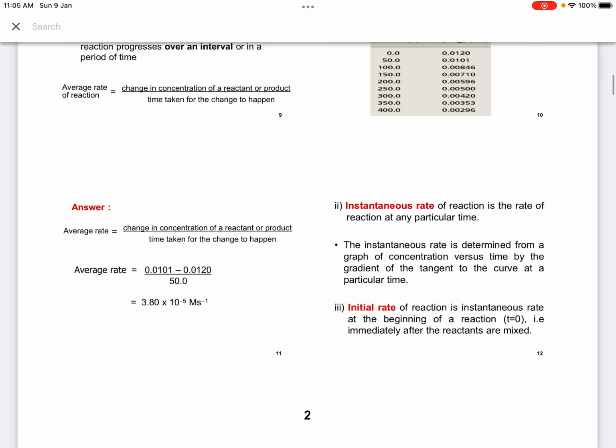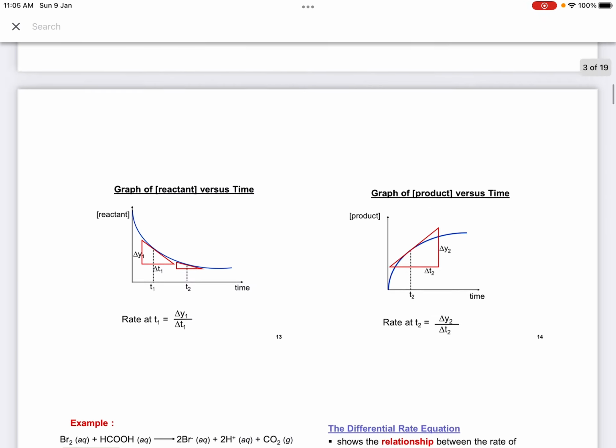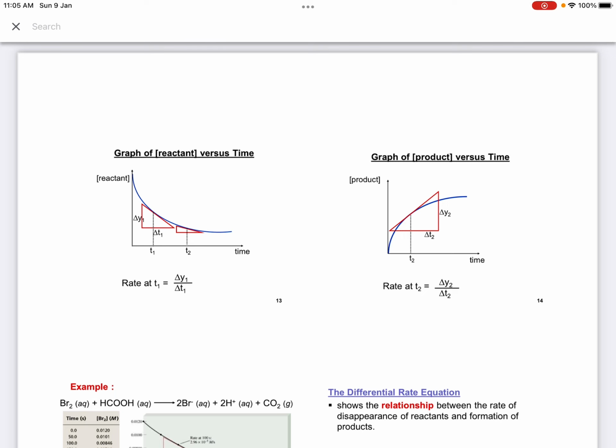Instantaneous rate is the rate of reaction at any particular time. Instantaneous rate is determined from a graph of concentration versus time by the gradient of the tangent to the curve at a particular time, while the initial rate of reaction is the instantaneous rate at t equals 0. As we can see in the graph here, reactant versus time, we can find the rate of reaction at T1 and T2 by drawing a tangent to the curve and then finding the gradient. So we can find the rate of reaction at T1. Likewise, you can find it at T2.